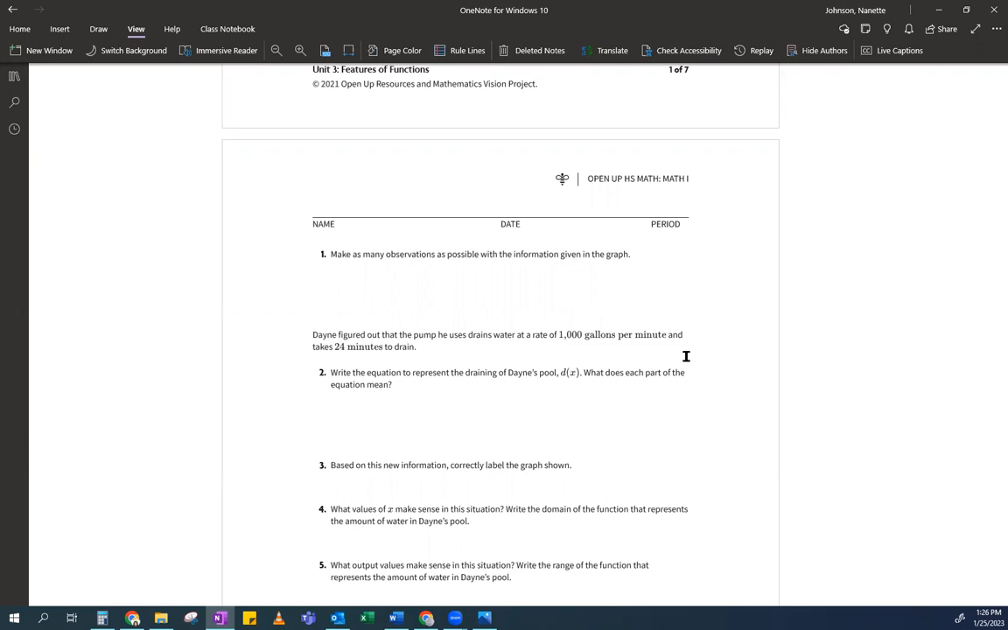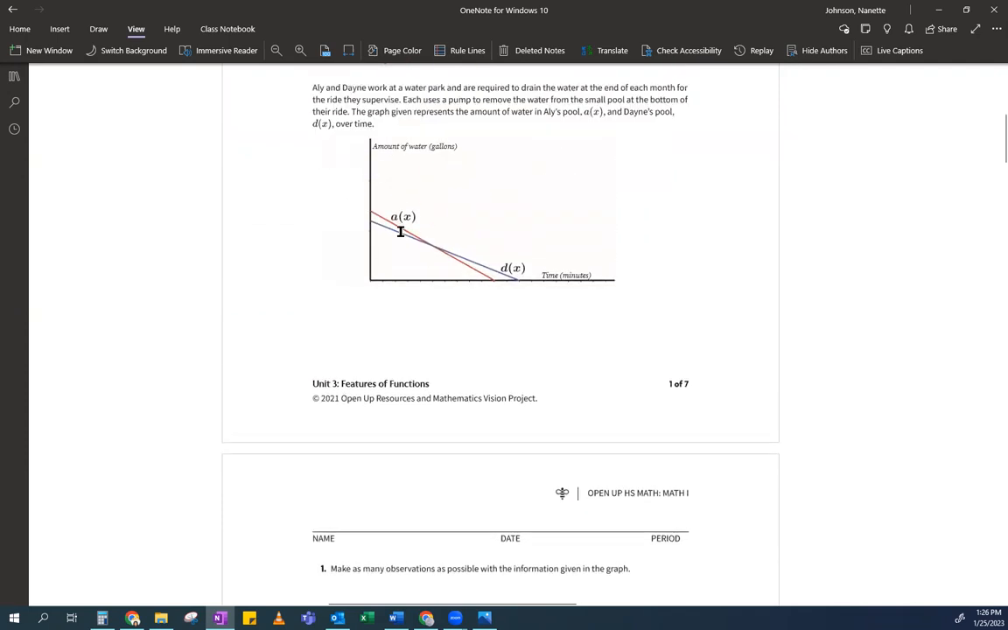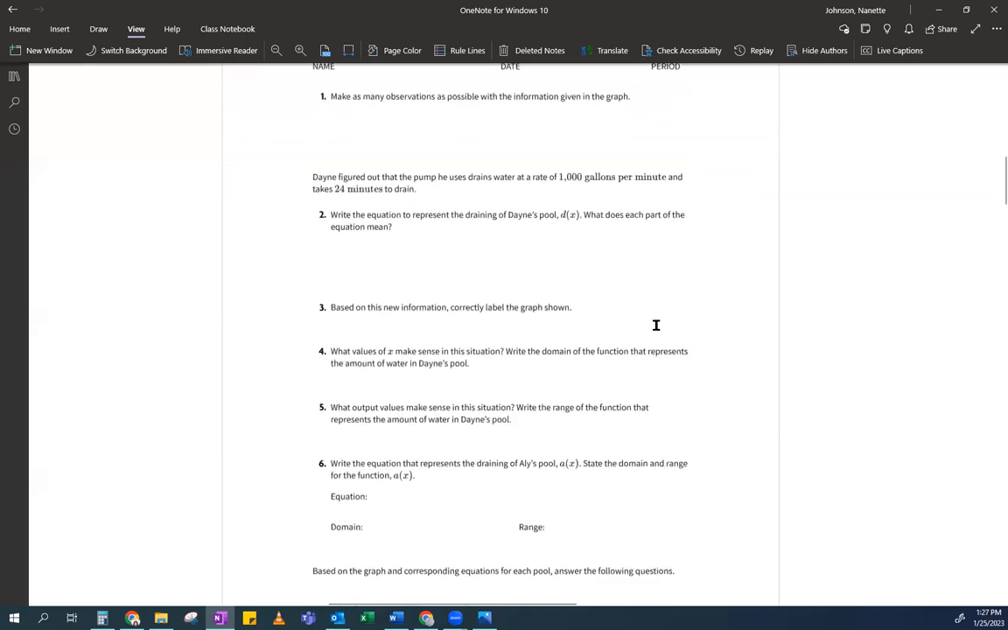What do you guys think? Is 1,000 the slope? Ms. Johnson, how do you know 1,000 is a slope? Because that's telling you how many gallons per minute. Slope is always rise over run. If you look over here, this is rise, gallons, run is your minutes. So yes, it is true. So this is my slope.